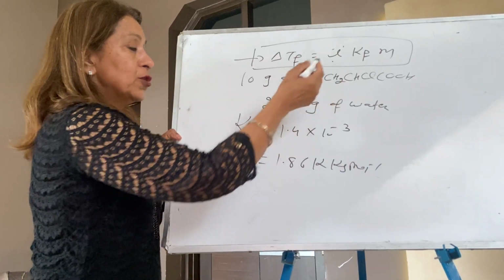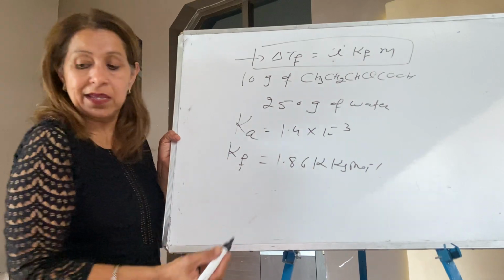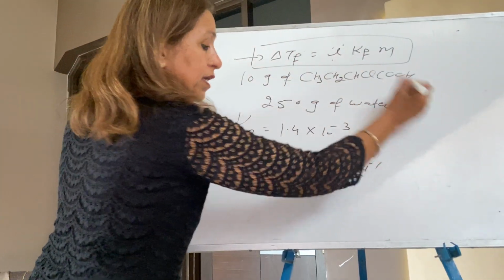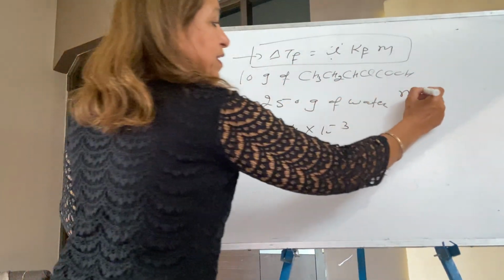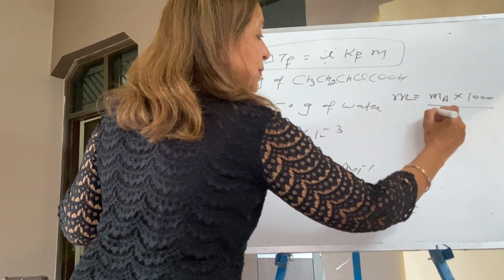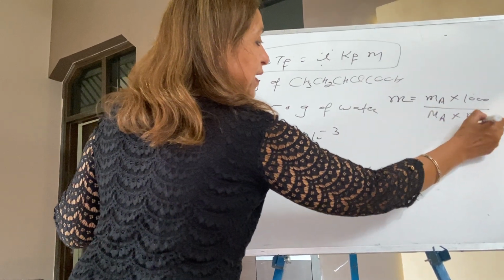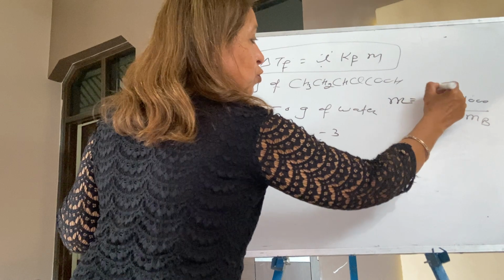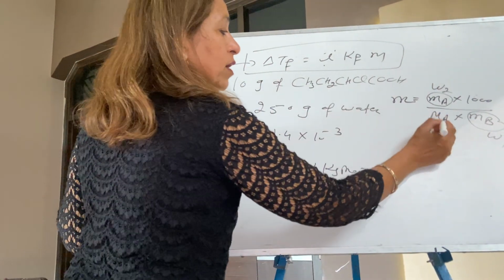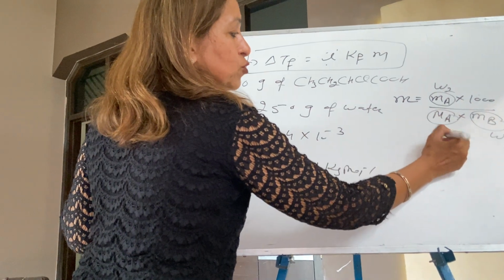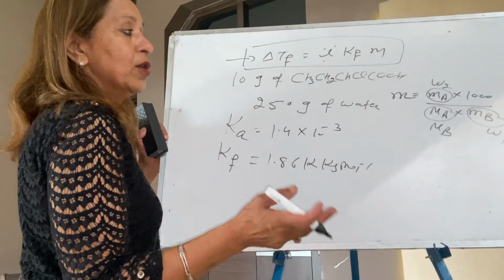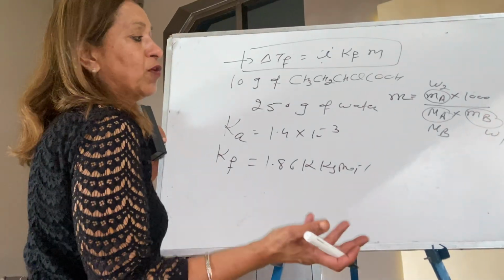Put the values. You can calculate molality separately. Let us calculate molality separately. You know what molality is? It was my first topic. Molality is equal to weight of solute into 1000 by capital MA into small mb. You may write W2 or W1, or capital MB. This is your choice. Either you take 1 for solvent and 2 for solute, or A for solute, B for solvent.